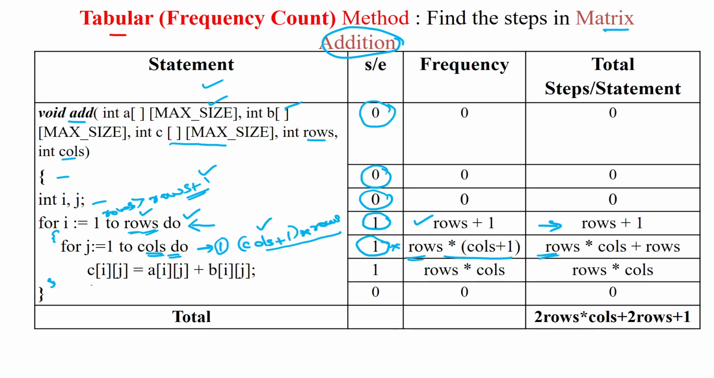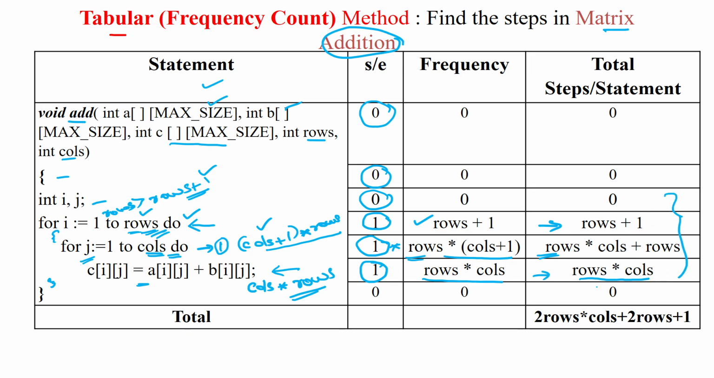Then inside the inner loop, the j loop, there is the assignment statement, which takes 1 unit of time every time. How many times will it execute? Again it will execute columns number of times, into this row number of times. So this is executing column number of times and row number of times. That's what is given here. Then finally we are taking rows into columns, the total number of steps it is executing.